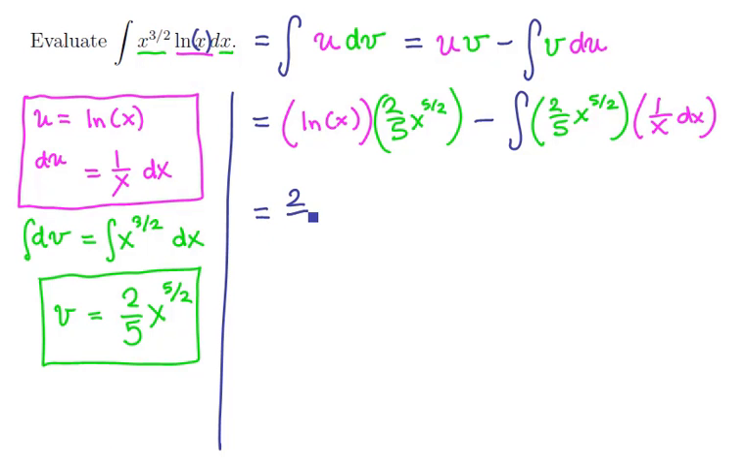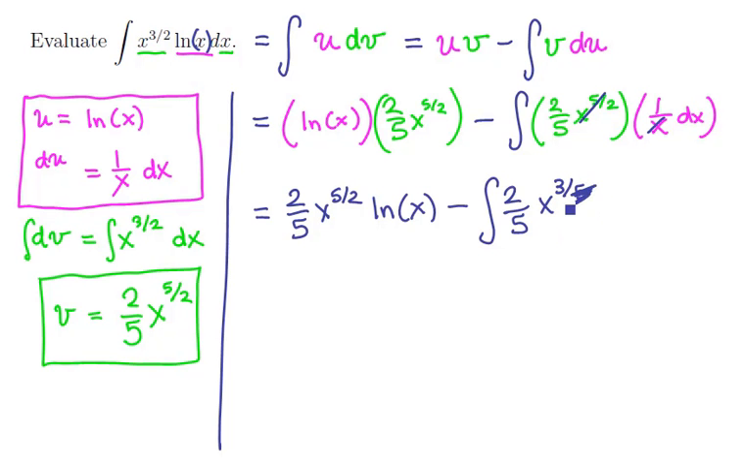So the first term can simplify to 2 fifths x to the 5 halves times ln of x. And the second becomes the integral of 2 fifths, canceling the x's out, will leave me with x to the 3 halves dx. Oops, sorry about that. 3 halves, not 3 fifths, dx. Now we can go and integrate this last guy.